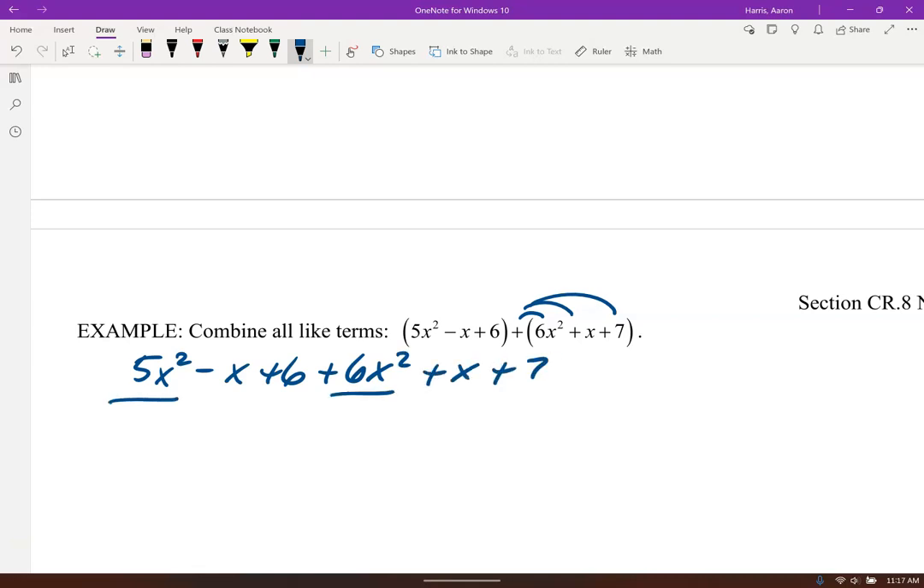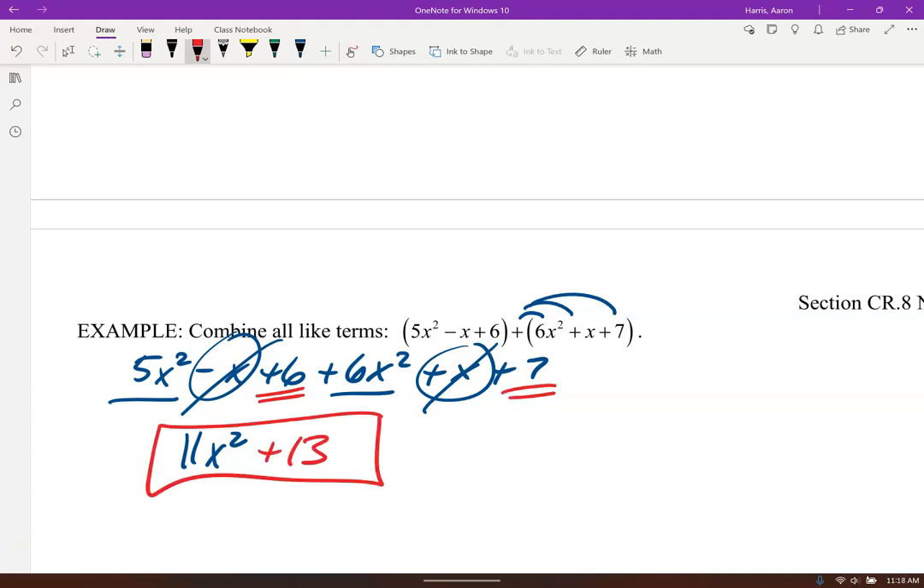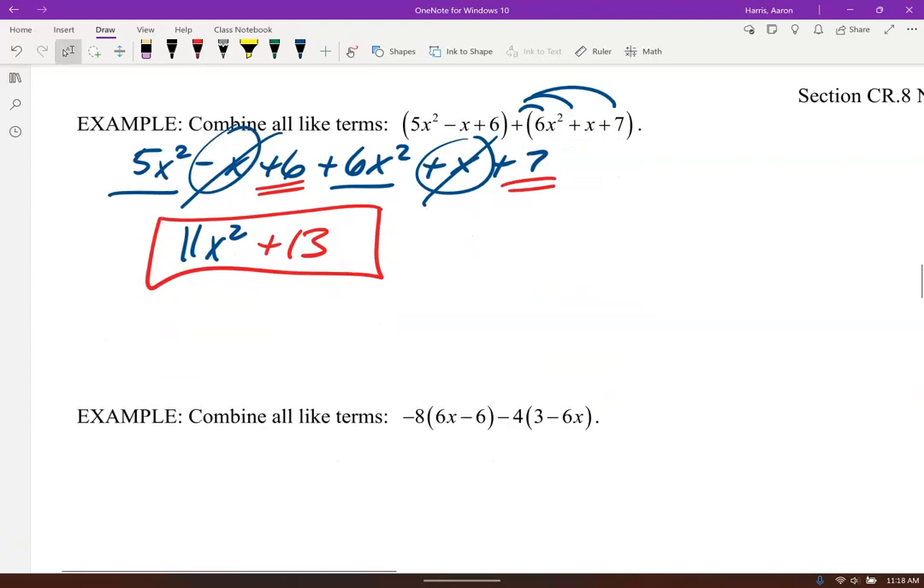5x squared, 6x squared, 11x squared, negative x plus x. It looks like those are gone, so 0x. And then finally plus 6 plus 7, so plus 13. So 11x squared plus 13.